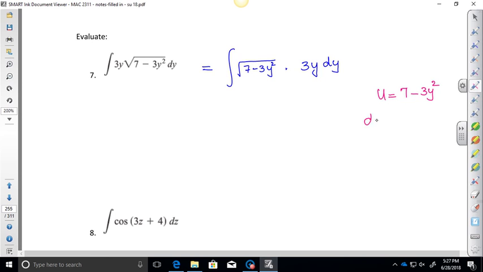What is du? Negative 6y dy. Right? But we have only 3y dy. So I have to multiply by what? How do I get 3y dy from here? I divide by negative 2. So 3y dy is actually negative 1/2 du. Okay, so it's not just du because we don't have exactly the derivative. We have only a multiple of the derivative. That's fine.